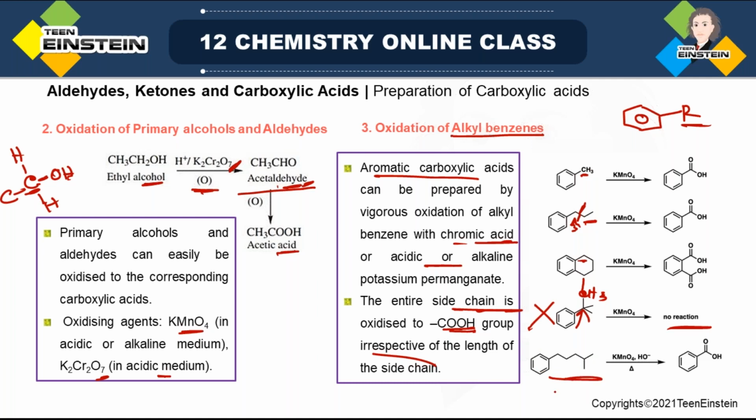Then we have taken our long chain, and with a branching also, but it doesn't matter, it will always break at this position. So you are always getting carboxylic acid directly attached to benzene. Okay, so this method is oxidation of alkyl benzene.